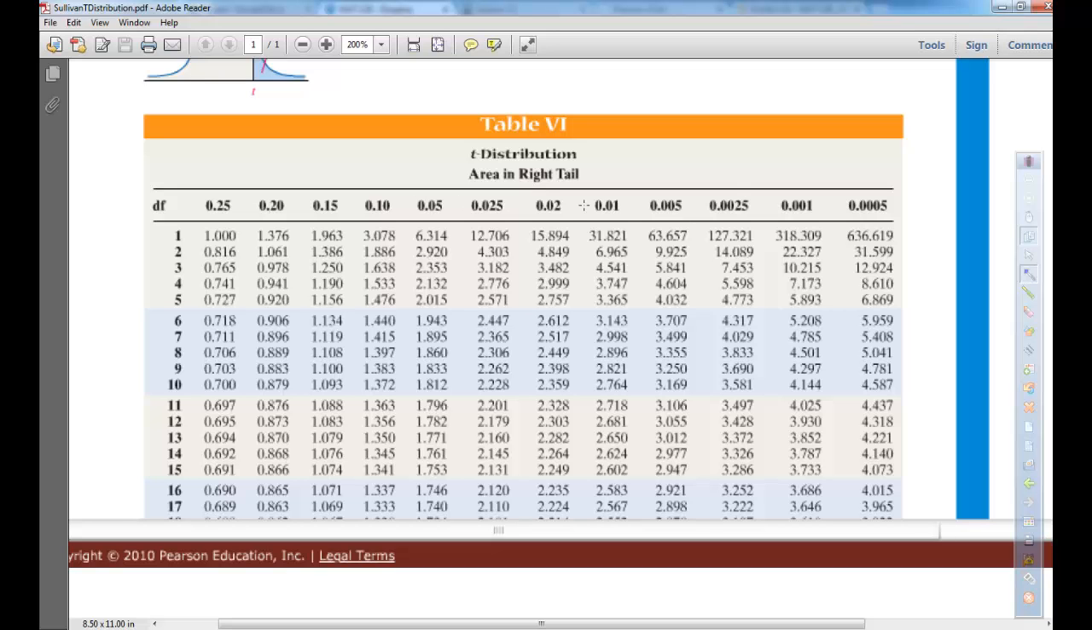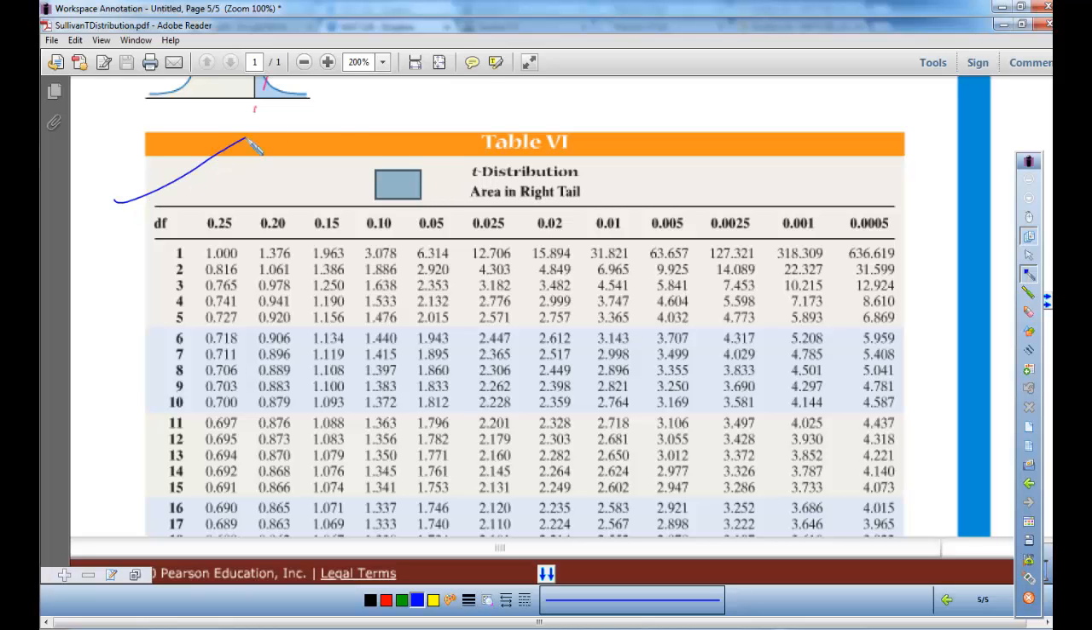Okay? And so let's say we've got a sample. Let's say we got a sample size of 16. And if we had a sample size of 16, we would have to know that our population is normally distributed.